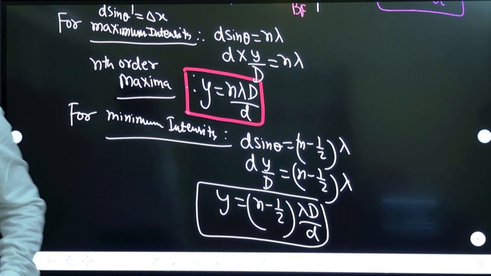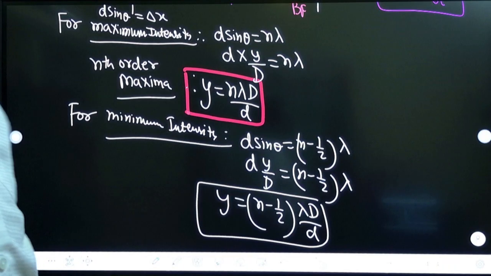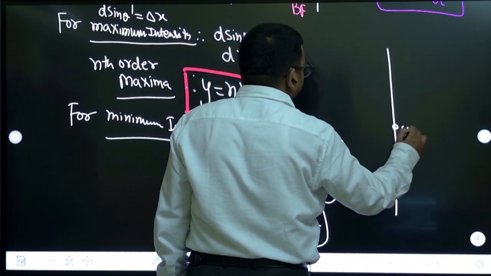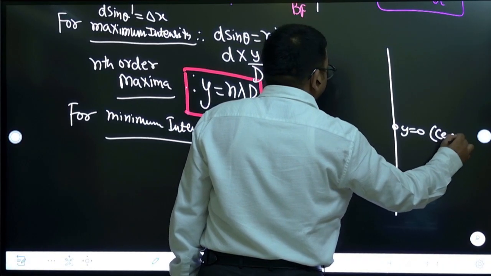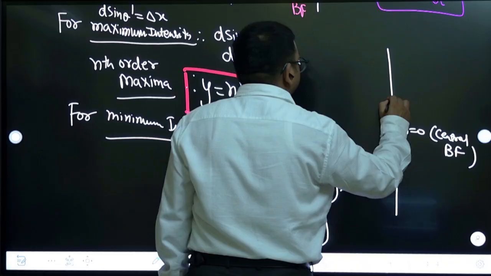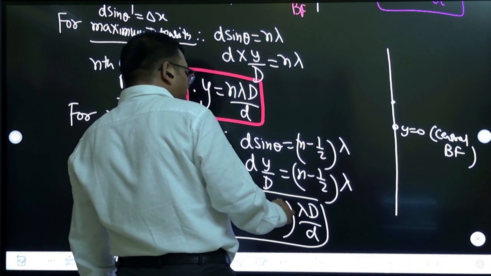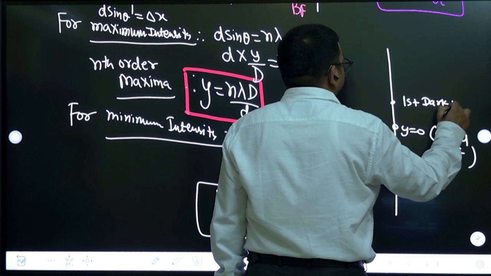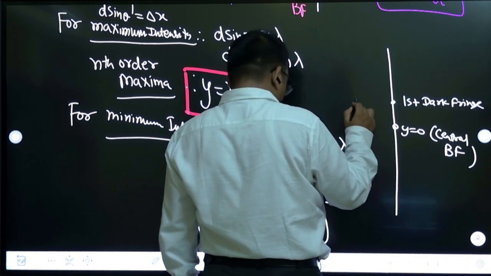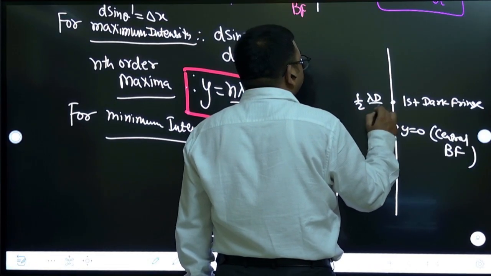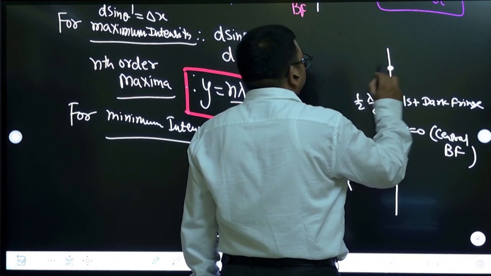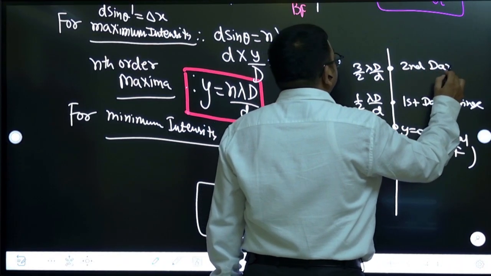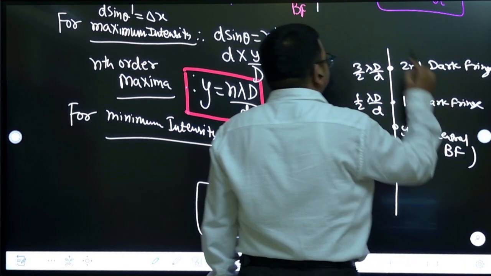Here also you can start putting n as 1, 2, 3, 4, and you will be getting the minima. Suppose on this screen this is y equal to 0, which is the central bright fringe. If I substitute n equal to 1 here, it will become half. So this is the first minima, the first dark fringe. The first dark fringe distance will be half lambda D by d. Similarly, next will be 3 by 2 lambda D by d. This will be the second dark fringe. Like that, it will keep on happening.